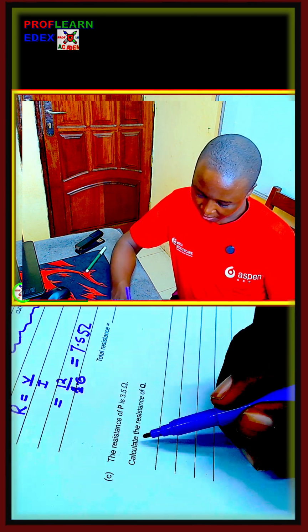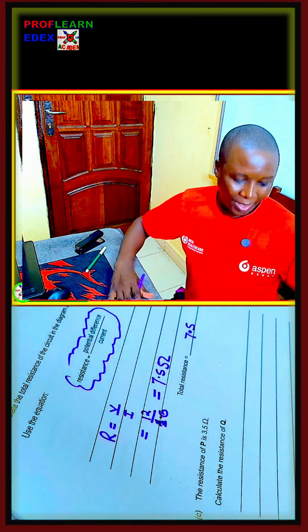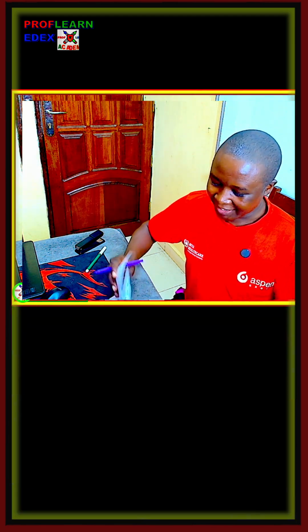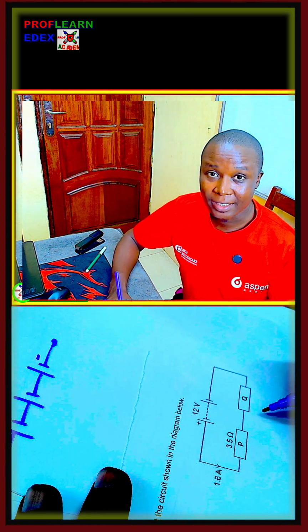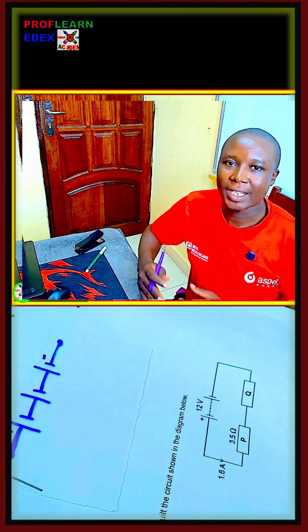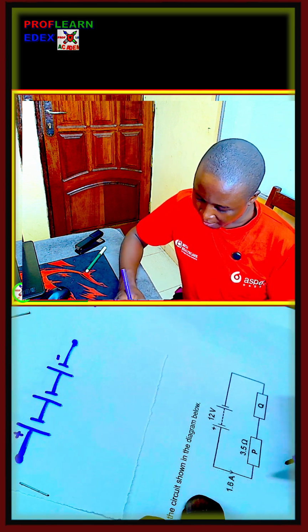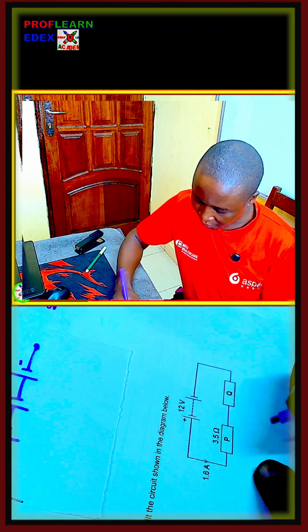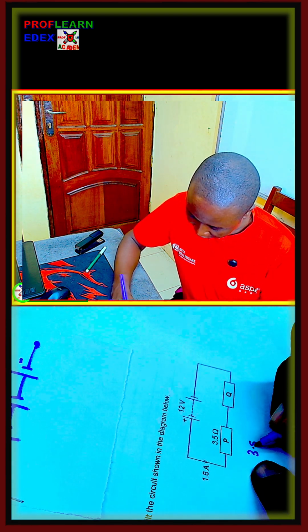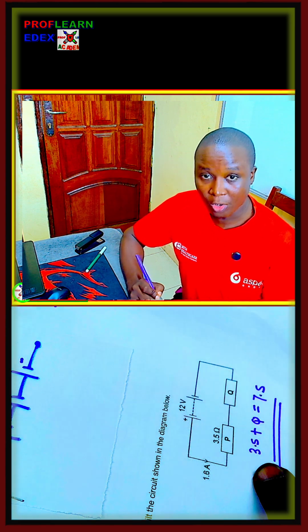Now the resistance of P is 3.5. Calculate the resistance of Q. In order to work out the resistance of Q, what you need to realize is that these two resistors are in series, and if resistors are in series, the total resistance will be the sum of these resistors. So if the total resistance in this circuit is 7.5, then for us to get the resistance of Q, we say 3.5 plus Q should give us the 7.5 that we got on the other side.